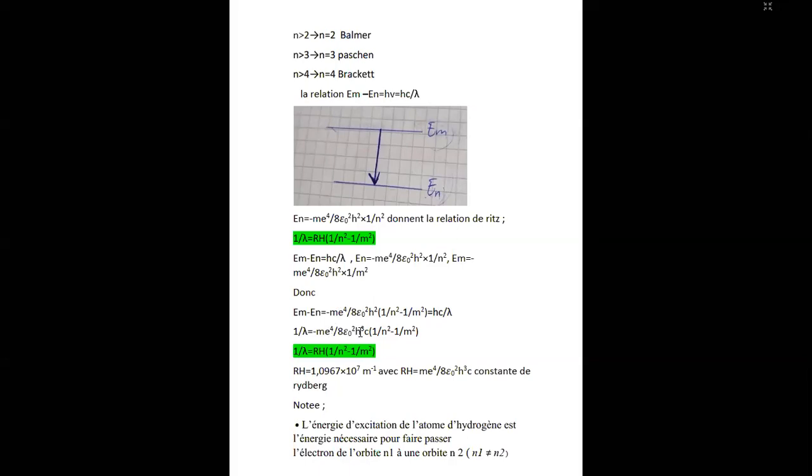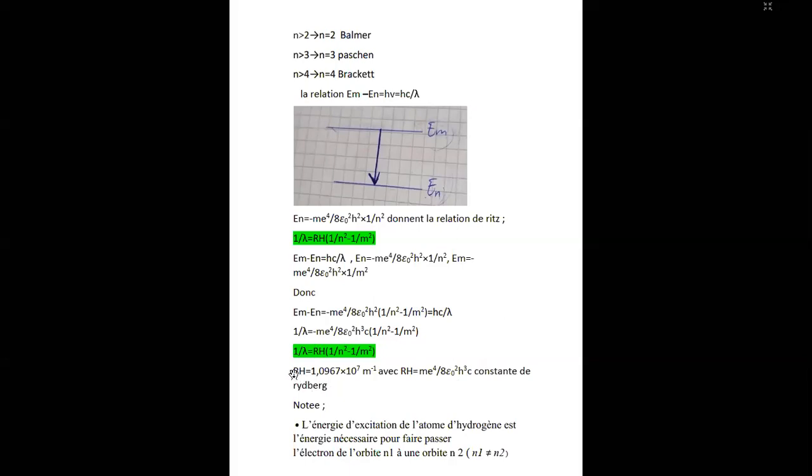So this whole thing here is just represented as RH. No need of memorizing this whole thing; you only need to know this last equation here, which is RH. If I do cross multiplication, I'll just remain with 1 over lambda is equal to this whole thing, RH, times 1 over n1 squared minus 1 over n2 squared. This is called the Rydberg constant.